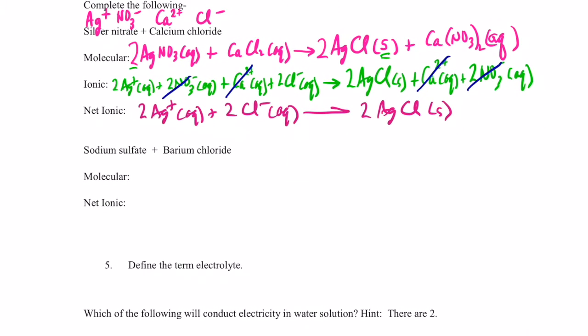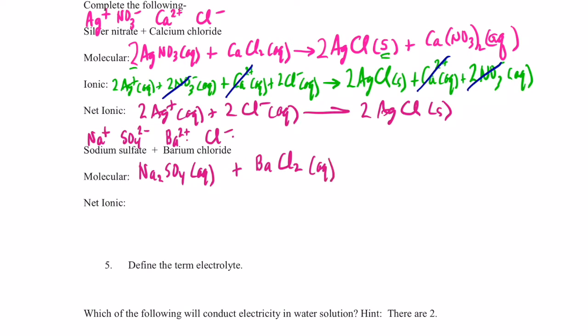Let's do another one. Sodium sulfate and barium chloride. Sodium is Na+, sulfate, SO4 2 negative. Barium is 2+, and chlorides are 1 negative. So the molecular would be Na2SO4 AQ. All sodium compounds are soluble, no exceptions. And barium chloride would be BaCl2. Barium's 2+, chloride's only 1 negative. And all chlorides except for silver, mercury, and lead are soluble, so barium chloride is soluble.